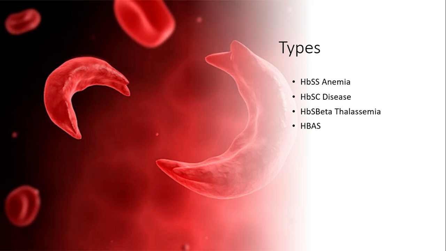Hemoglobin S beta thalassemia. This individual inherits a sickle cell gene and a beta thalassemia gene. There are two types of beta thalassemia, positive and zero. Hemoglobin S beta plus is a mild form of sickle cell disease. Hemoglobin S beta zero is a severe form similar to sickle cell anemia. Hemoglobin AS, also known as sickle cell trait, is where an individual inherits one sickle cell gene and one normal gene. There are usually no symptoms of disease.